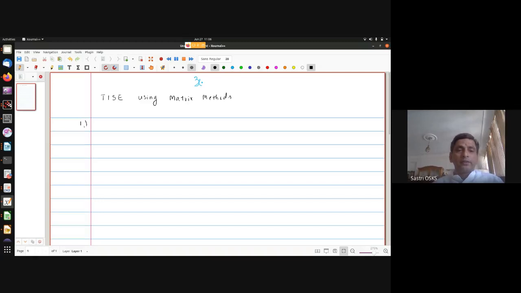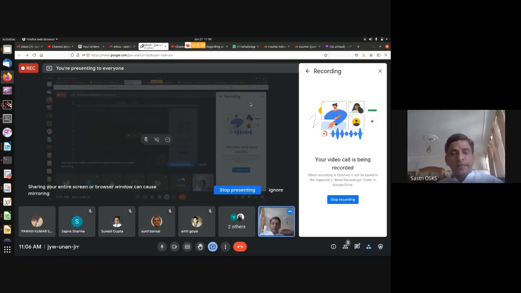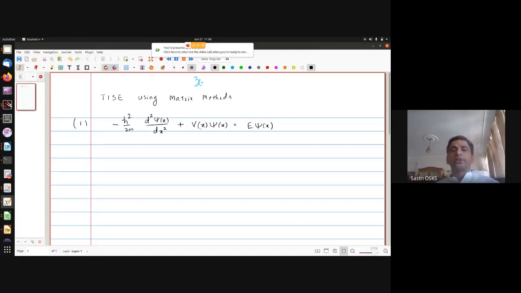To begin with, the equation that we need to solve is minus h cross squared by 2m d squared psi of x by dx squared plus V of x into psi of x equal to E times psi of x. So V of x is the potential, whatever potential we want to solve, that is the potential V of x.